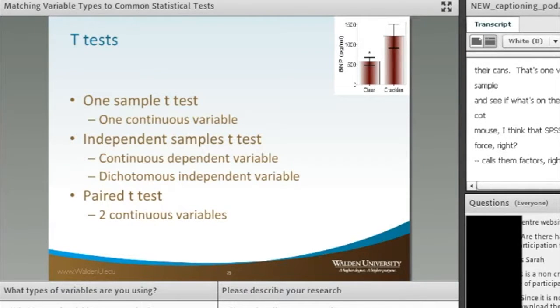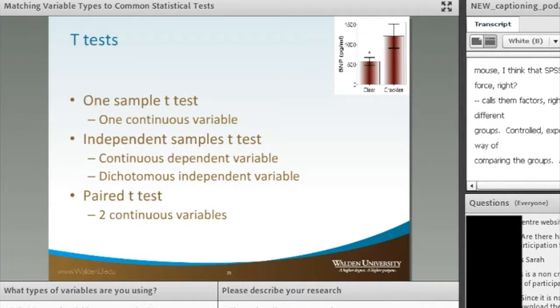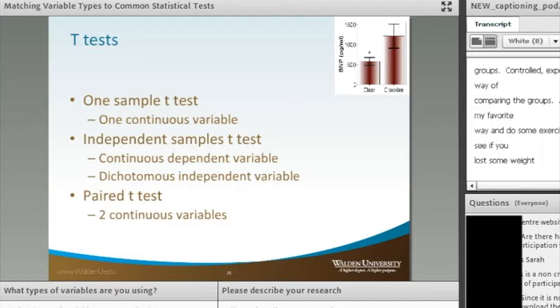And the paired t-test, my favorite: weigh in, do some exercise, weigh out, and hope that you lost some weight. Yeah, so for the paired test, you would have the same individual with two sets of scores. And so you would have two different variables, both of which are continuous variables.